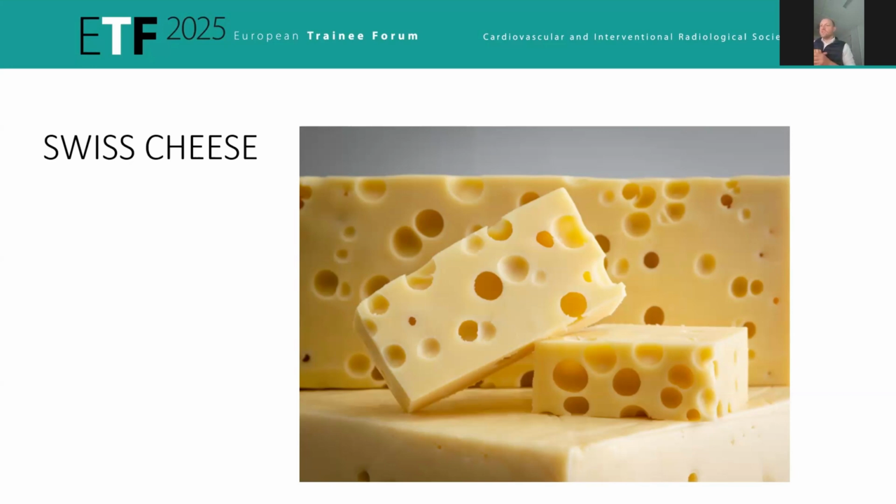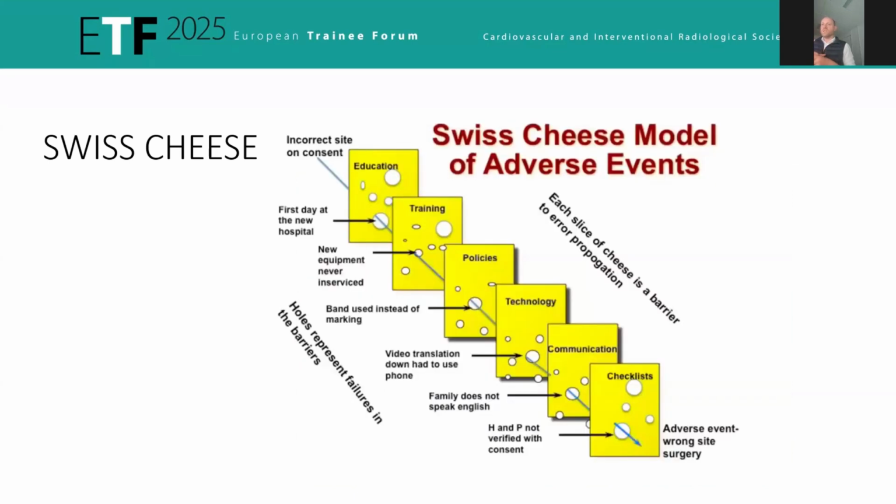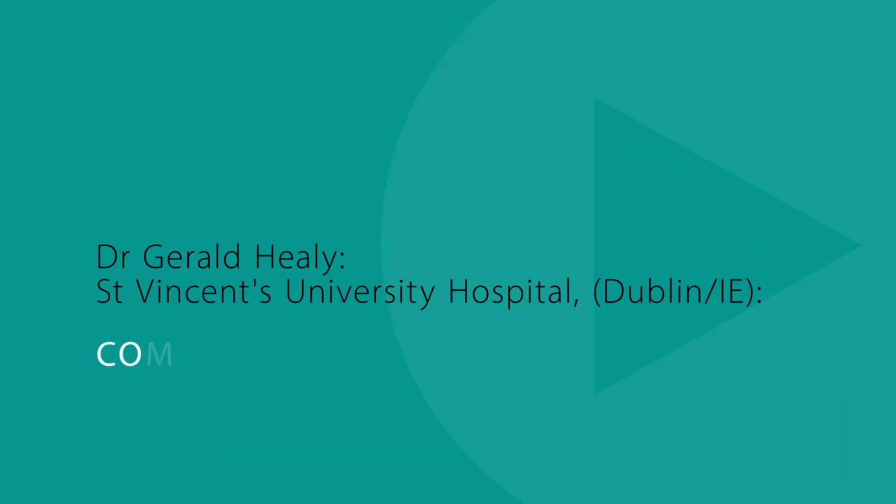And in interventional radiology, it's procedural based. There's a lot of people involved, a lot of teamwork, a lot of equipment. There's loads of different areas where you can get a hole in the Swiss cheese. And one of the theories is you avoid it by having various steps, and you talk about the different areas that the complication can happen. So they say education, training, policies, technology, communication, and checklists. And so your technical ability to do the procedure is only one small component of your job to prevent complications.